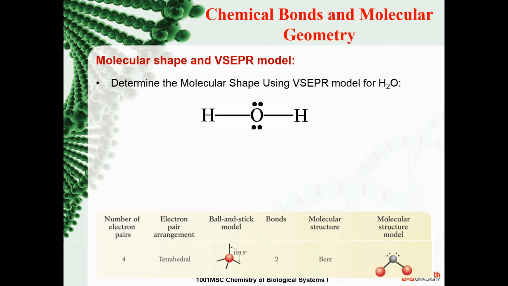The final and most important example we will cover today is water. Remember the Lewis structure of water. There are 4 places of electrons around the oxygen, so it has an electron pair arrangement of tetrahedral. There are only 2 bonding pairs of electrons, so the molecular structure is bent. The bond angle is 109.5 degrees. The shape of the water molecule looks like this.